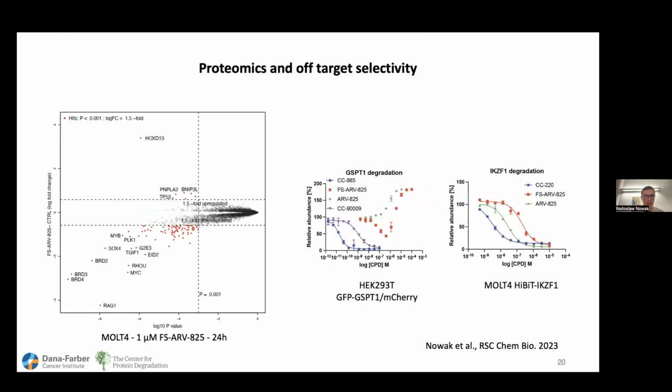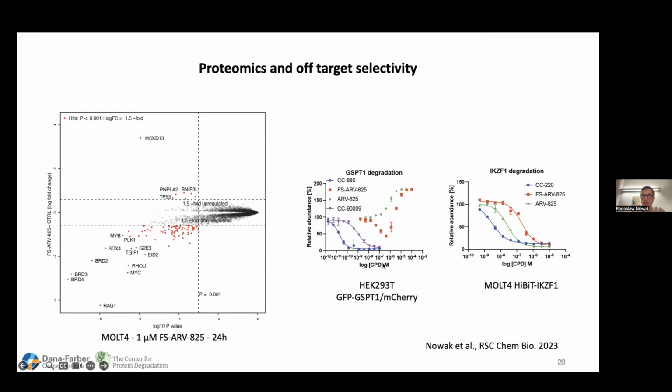So finally, it would be excellent to know what selectivity of this molecule results in a proteomic study, and this is something that we have tried. We have performed a longer experiment, in this case a 24-hour experiment with 1 micromolar of the fluorosulfate ARV-825 in MOLT-4 cells, and we are able to see degradation of BRD2, 3, and 4, and then probably because of this long experiment time, we are also able to see MYC going down and p53 going up. So these would be effectively consistent with degradation of BRD4 or the BET family of proteins.